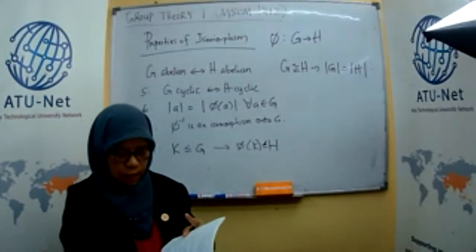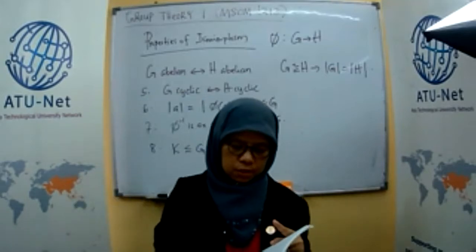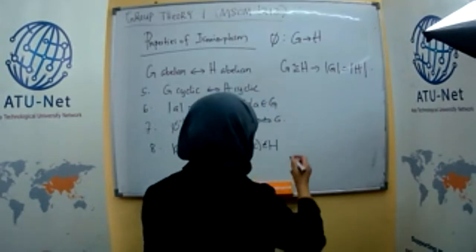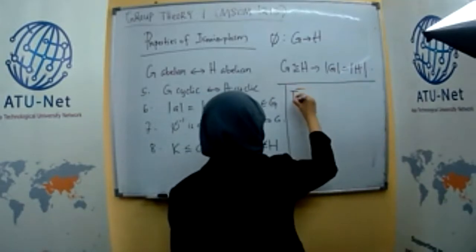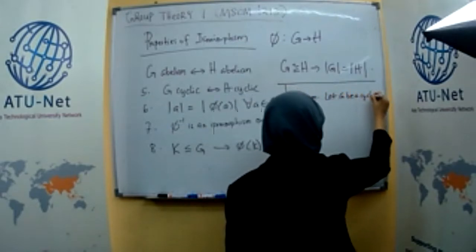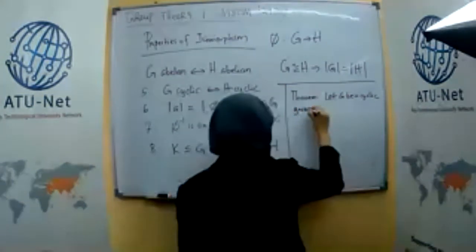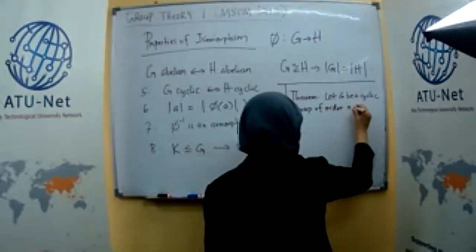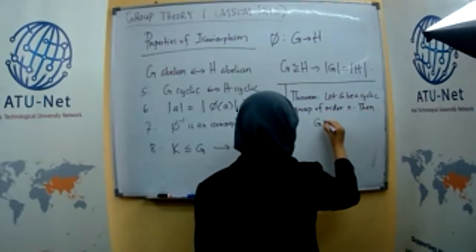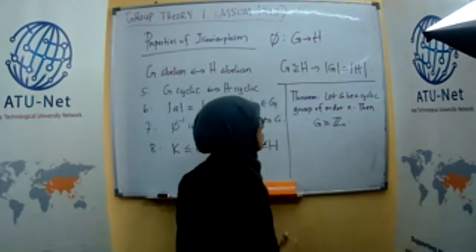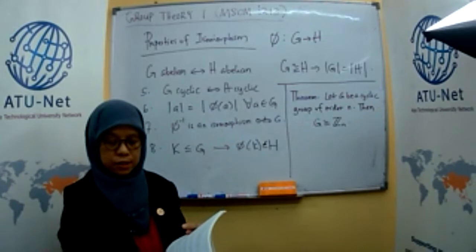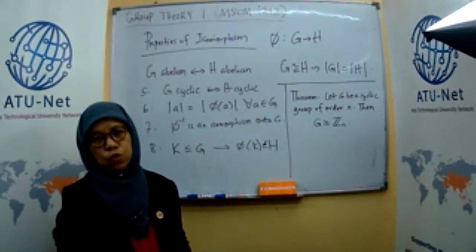Theorem 5.8 is very important. Any finite cyclic group of order n is isomorphic to Zn. The theorem says this: let G be a cyclic group of order n. Then G is isomorphic to Zn. This is another way of saying any finite cyclic group of order n is isomorphic to Zn.